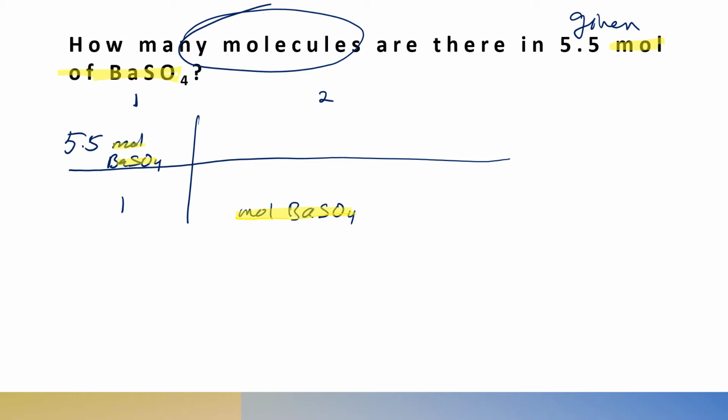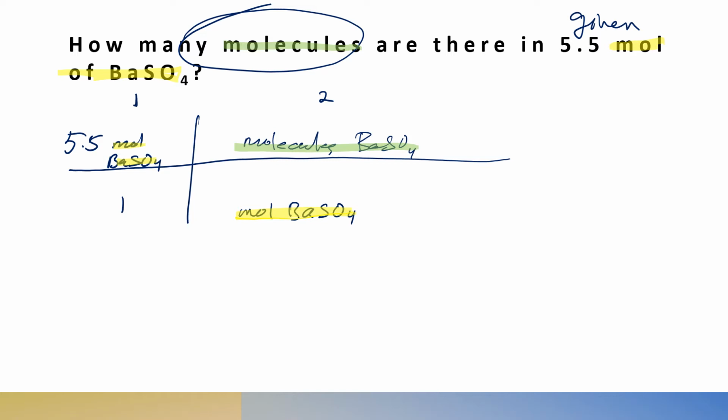I'm trying to convert to molecules. I can go from moles to molecules of one thing to another in a fraction like this. Automatically on top, I want to put molecules BaSO4. So I'm going to highlight that. That's what I want.